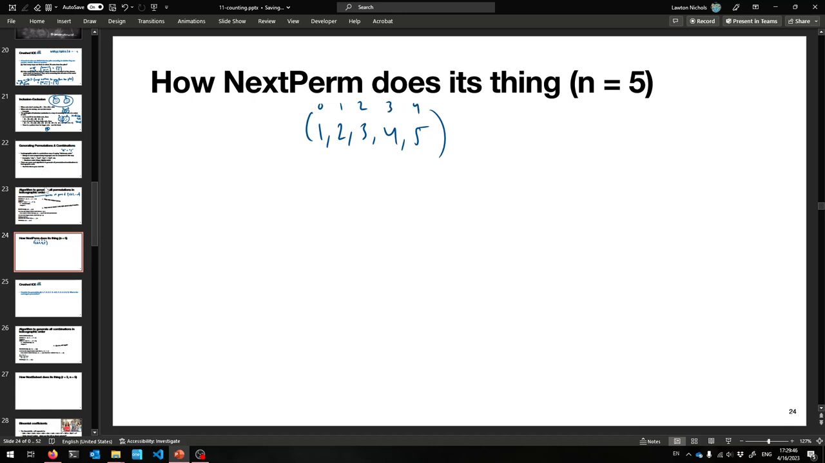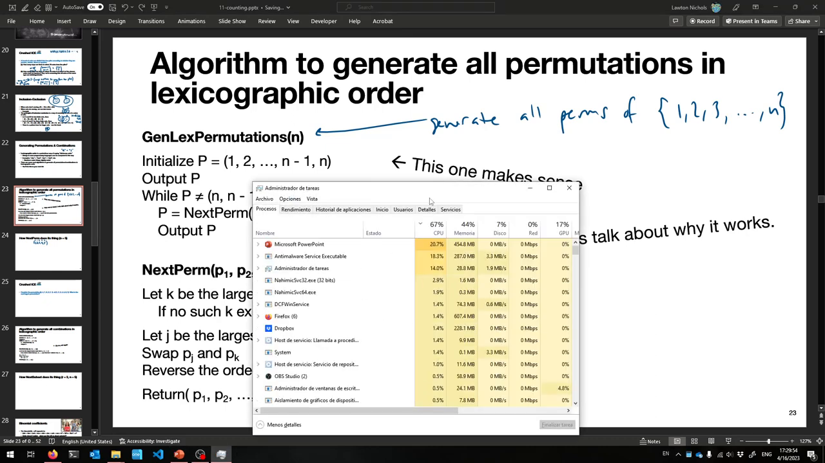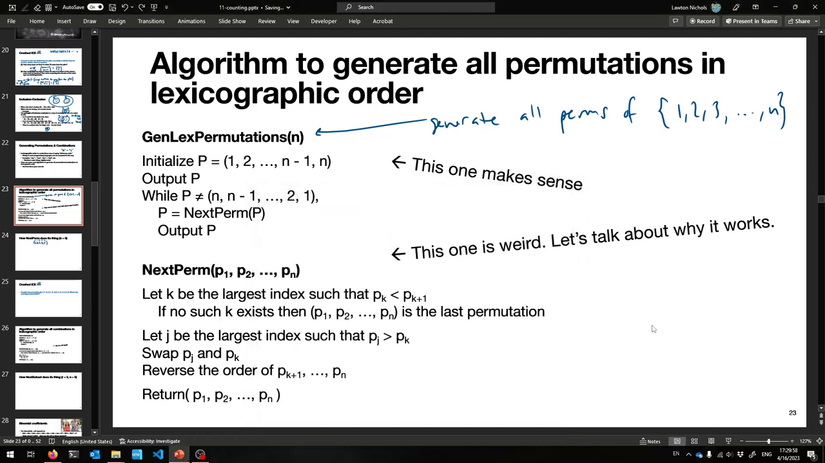And so we jump inside of next perm, we try to figure out what needs to happen here. And my computer is very loud right now. Let me see what it's trying to deal with. Anti-malware. All right, whatever. Okay. So yeah, now we're here.